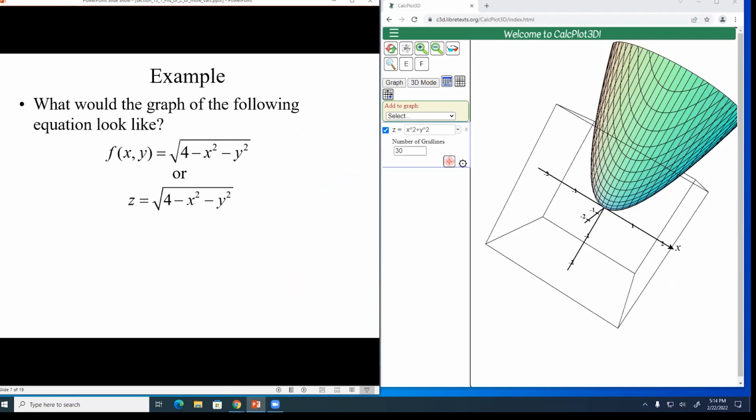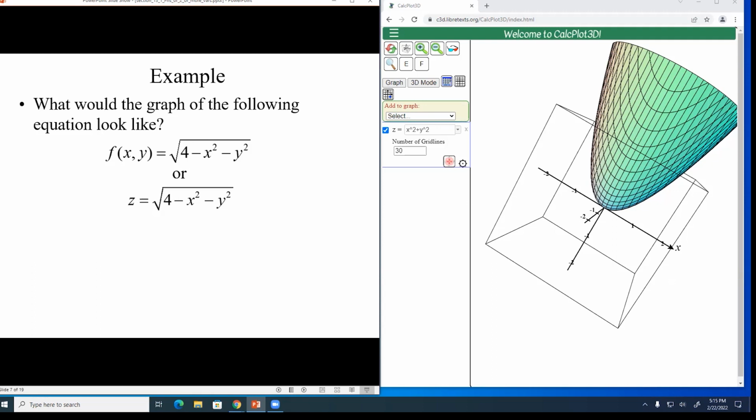Now, here's a graph that I want to take a look at. Z equals the square root of 4 minus x squared minus y squared. Now, because we're still new to this stuff, we may not recognize something like this right away. But imagine if you squared both sides and added the x squared and y squared over to the other side. What would that be the equation of?